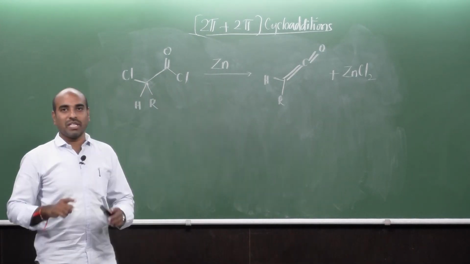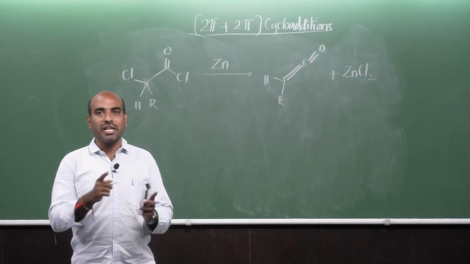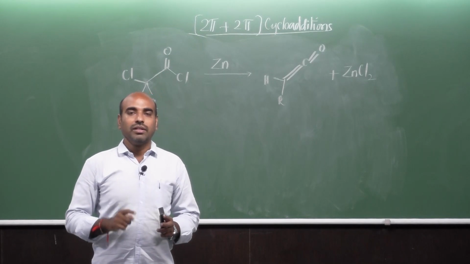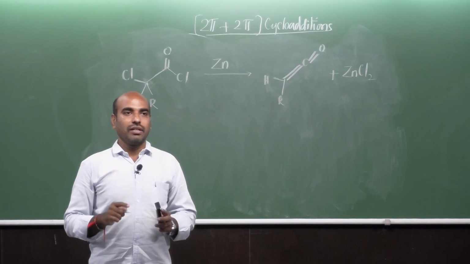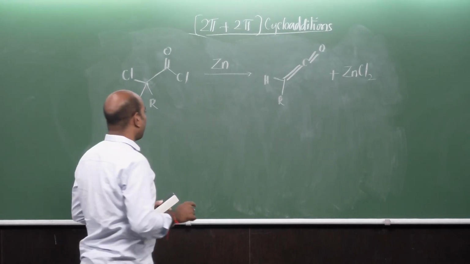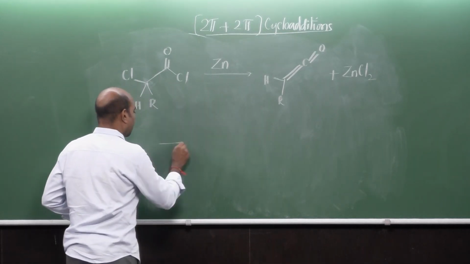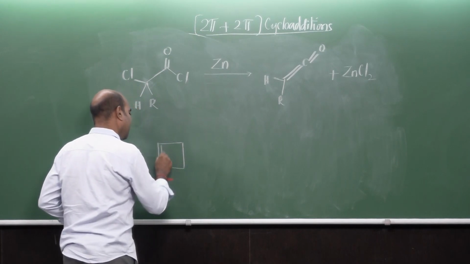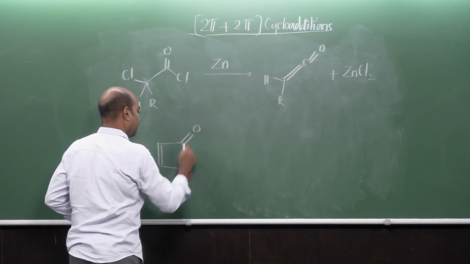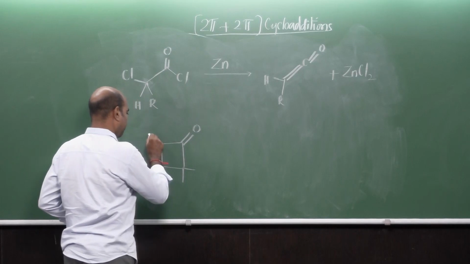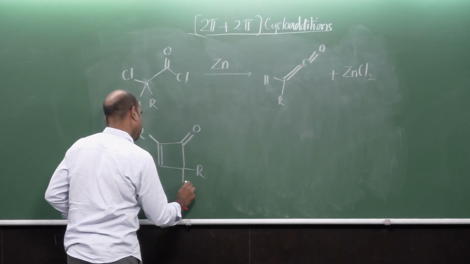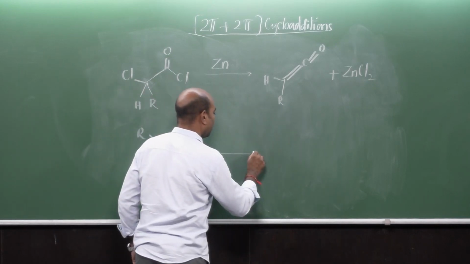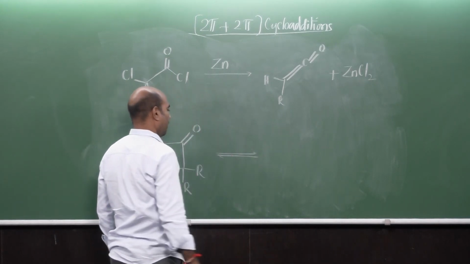And again in the preparation of ketene molecules, you can make use of pericyclic reactions. The electrocyclic ring opening of cyclobutene, with an appropriate structure like this, can also give us the ketene molecule.